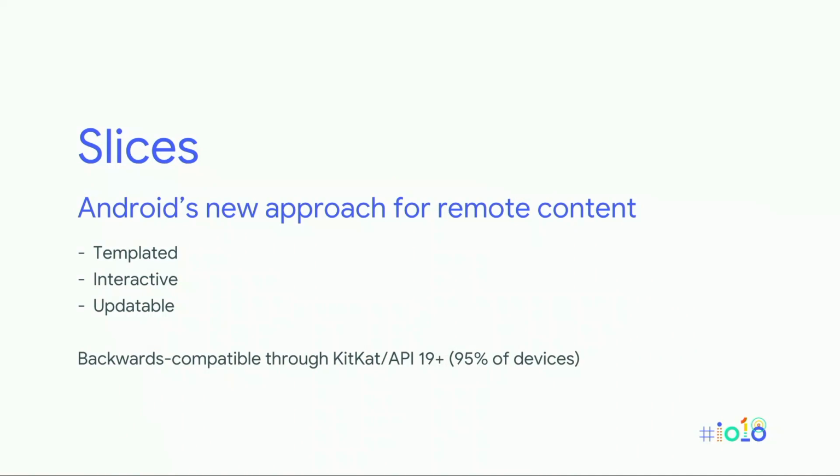We're going to be able to iterate much more quickly than the traditional platform releases to enable new places for these slices to appear and new types of slices for you to express your app. Most importantly, slices are backwards compatible all the way back to Android KitKat, which means that as they launch, they're going to be available for 95% of Android devices. So let's dig into some of these in a little bit more detail.